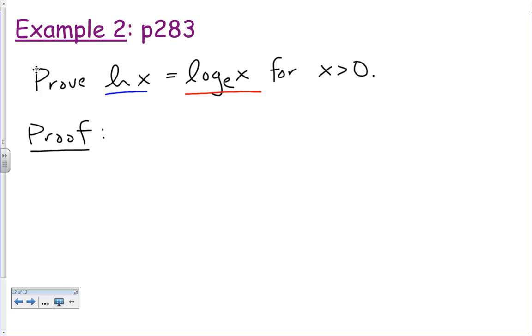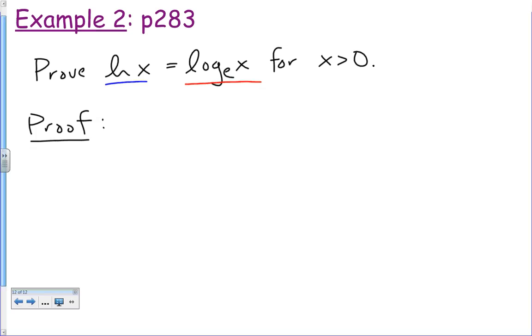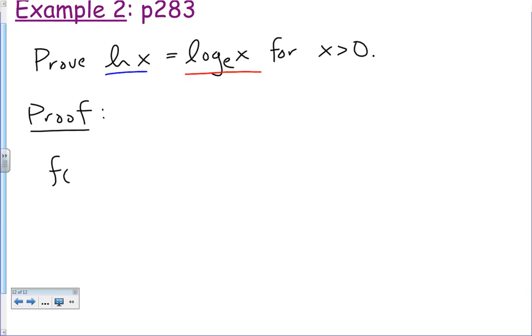Okay? All right, so let's start out by defining our two functions that we're going to work with. It doesn't matter which one you pick as which side, but we'll say that f of x is the left side here. So f of x is going to be the ln of x. And we're going to say that g of x is equal to the log base e of x.